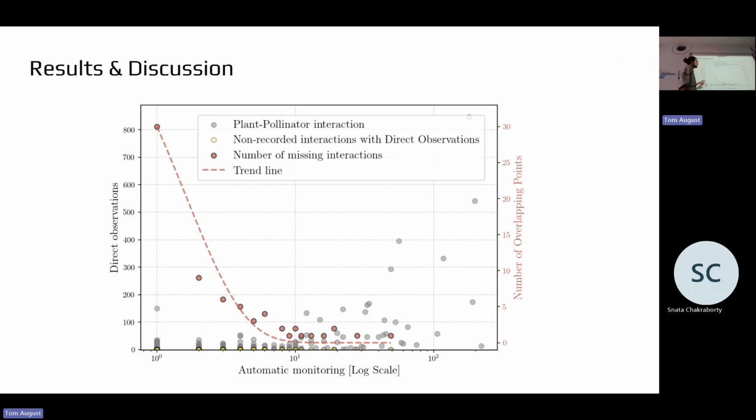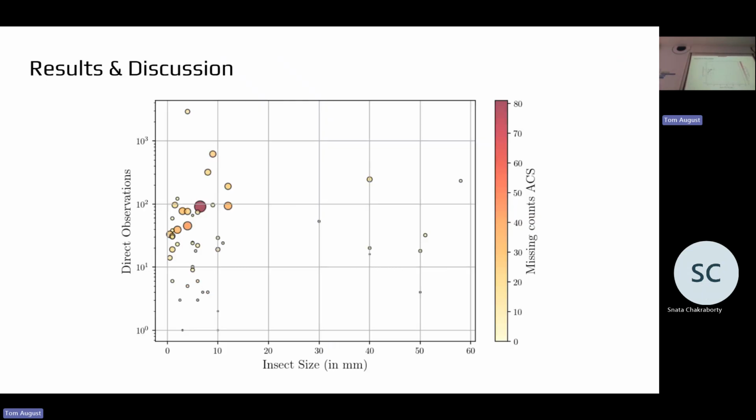So we wanted to count how many pairs of interactions, unique interactions, were missed by the direct observations. Then we plot it on the other axis, and we saw that when it was detected only close to 1 time with automatic monitoring, there were 30 interactions missed by the direct observations. But the more frequent the interactions are, the fewer interactions are missed by the direct observations. In summary, this is just to prove that those low-frequency interactions were more detected by the automatic monitoring. It's a bit confusing, that graph.